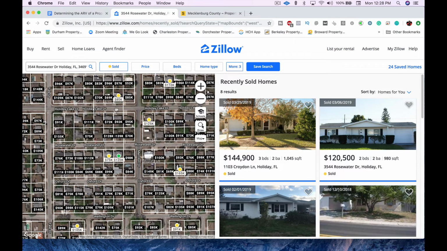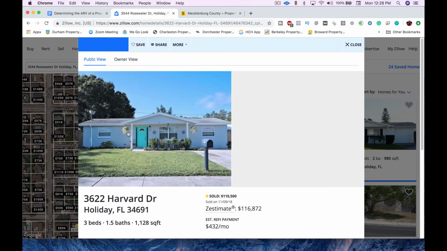All right, boom. So this is a great example because it's a cookie cutter neighborhood and most of the properties have the same size lot. Everything looks uniform. Everything looks the same. So it's so easy right now to determine what the ARV of a property would be. So I'm just going to start clicking around.